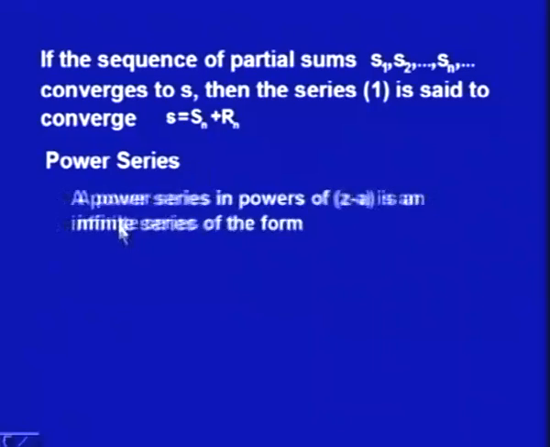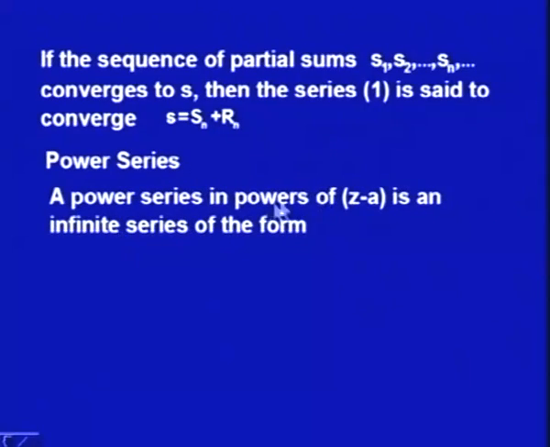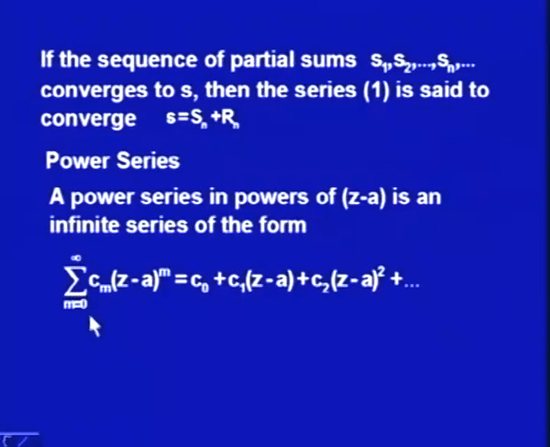A power series is defined as a series in powers of z minus a. It is an infinite series of the form summation m equal to 0 to infinity of cm times (z minus a) raised to power m, and in expanded form we write this series as c0 plus c1 (z minus a) plus c2 (z minus a) square plus and so on.